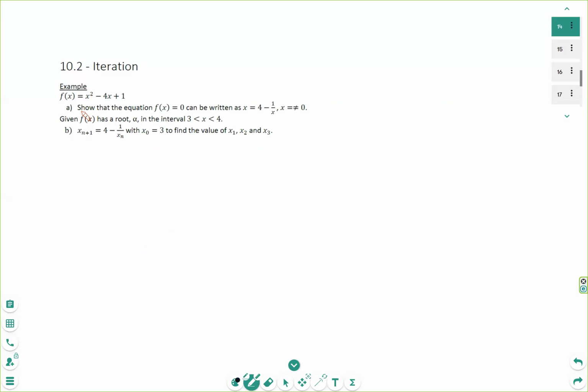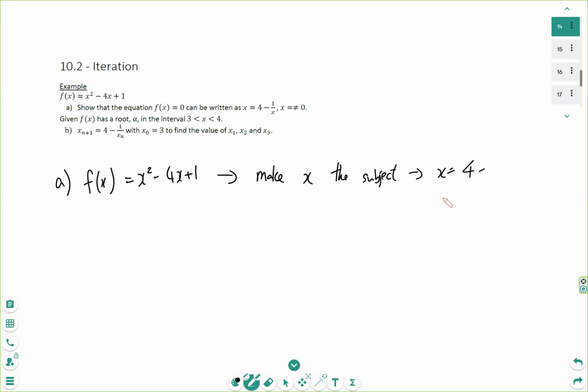Okay, the real maths. f of x equals x squared minus 4x plus 1. Show that the equation can be written as x equals 4 minus 1 over x. So what they've done in here is they have converted, they make x the subject. So then it becomes x equals 4 minus 1 over x, sort of. But now you can see there are two x, isn't it? So you're wondering which x did they make the subject.